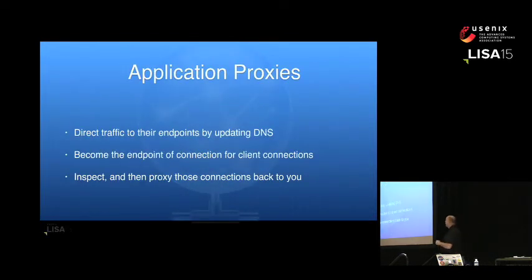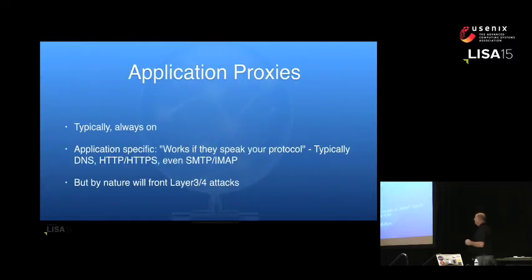So application proxies accept the traffic and redirect you, and they usually do it by updating DNS. An easy example of an application proxy would be a spam filter, right? Because you send all your email traffic to them, they process it, check for spam, and then they forward it to your mail router. It works, does a good job, does deeper level inspection. You can do a lot more with that. And again, they're always on. They're application specific. So that's the thing about a proxy.